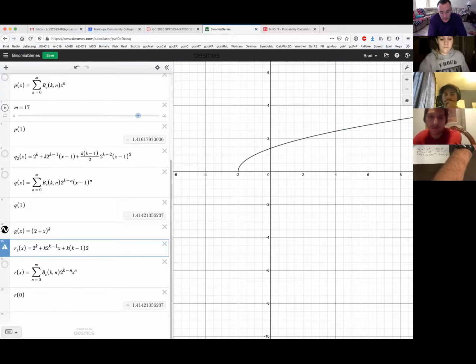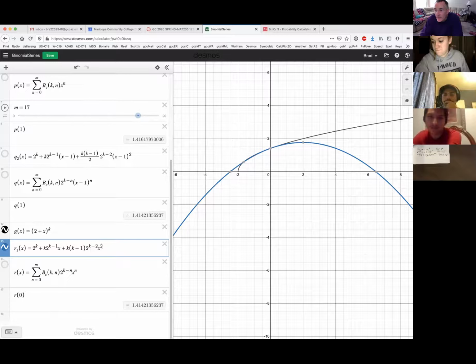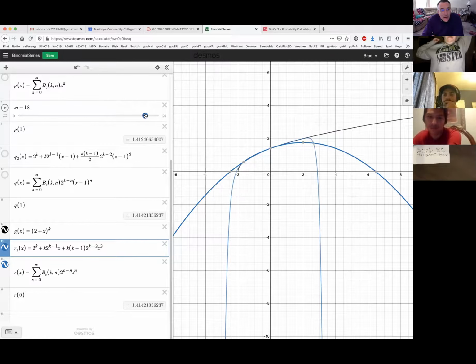How do I do that? I have to back up. Yeah, k minus 2, right? And then it's x to the second power. And there's my quadratic that fits pretty well. Okay, and so if you did lots of terms, you would get something like this. And then as m goes up, that's about 18 of them. Look at how well it's fitting. Then if I do r of 0, woo, that's pretty close to root 2, yeah?